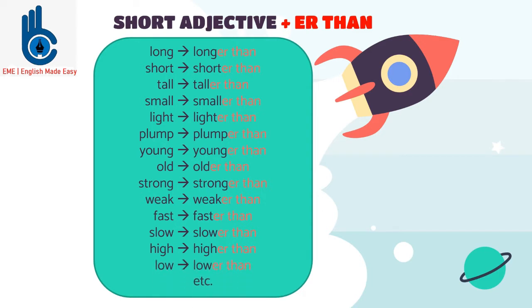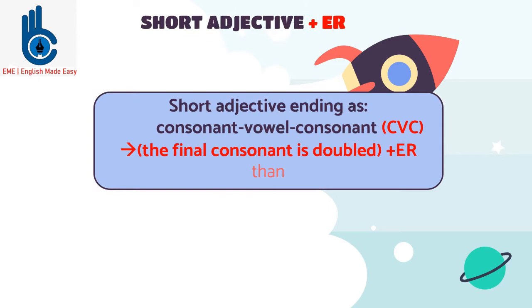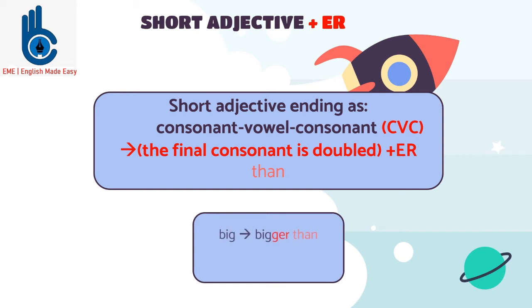become lower than, etc. There are some short adjectives ending as CVC, consonant, vowel, consonant. To make the comparative, you have to make the final consonant double and then put ER, then. Jadi untuk beberapa adjektif yang berakhiran dengan konsonan vokal konsonan, kalian harus membuat huruf konsonan yang terakhir di double, diikuti dengan ER dan then. For example, big become bigger than with double the G. Thin, thinner than, double N.